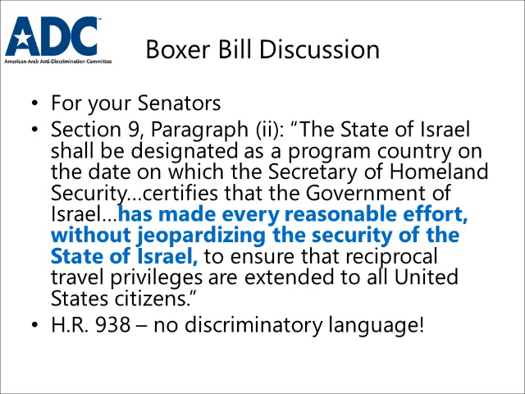ADC has met with many of the co-sponsors' offices. What is effective is bringing both the Senate bill text and the House bill text for comparison. Also, many of the co-sponsors are concerned about this exception. So even if your senator is a co-sponsor, it doesn't mean he or she supports language that allows for discrimination.